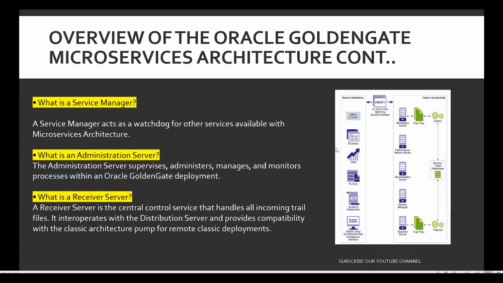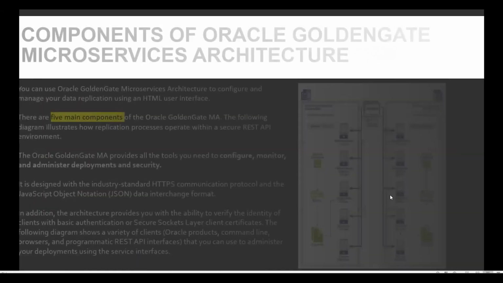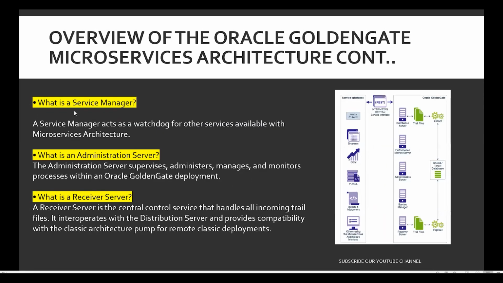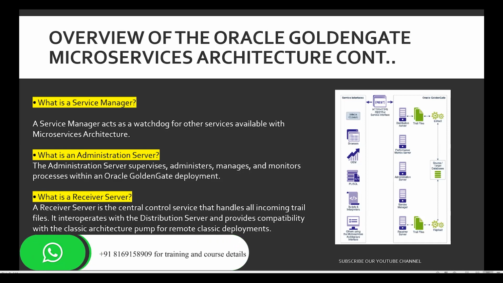We'll try to understand the functionality of each service. First we have the service manager. If you look back at this diagram, we have the service manager, administration server, performance metric server, and distribution server. We need to understand all the functionality of these servers. First, what is a service manager? The service manager is like a watchdog for all the other services available in the microservice architecture. It will keep monitoring the other services which are part of the microservice architecture.